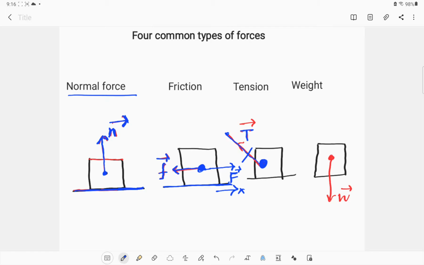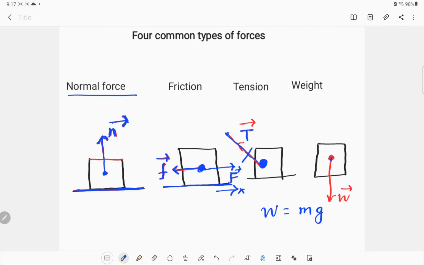The fourth and last kind of force is the weight, and it is a non-contact force. We can say this force is a long range force because it acts from a distance. It is because of the gravitational pull. If there is no gravitational pull, weight is zero, right? Simply, W is equal to mg. M is the mass of an object and g is the acceleration due to gravity.